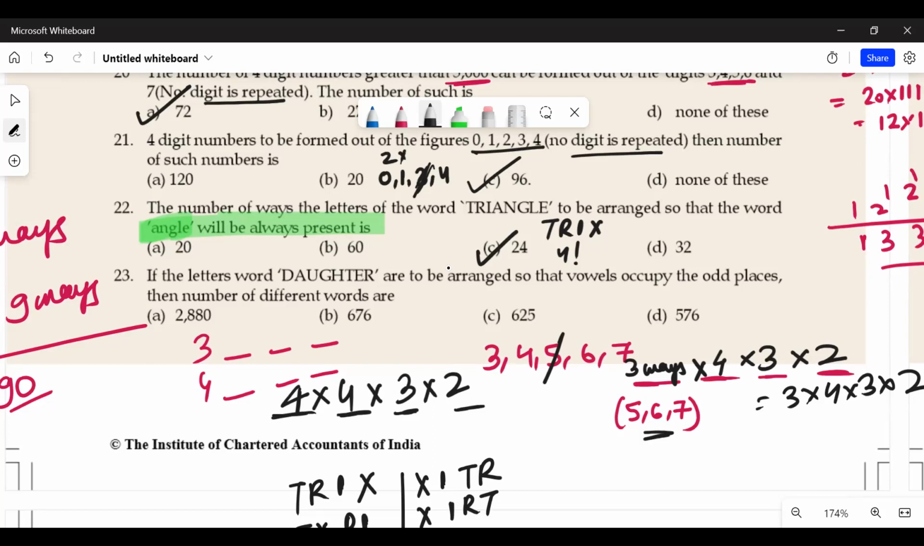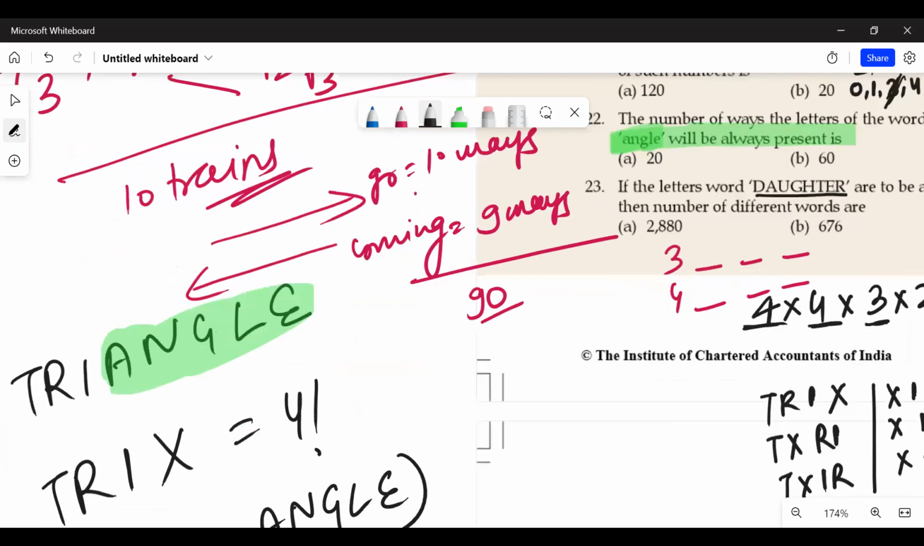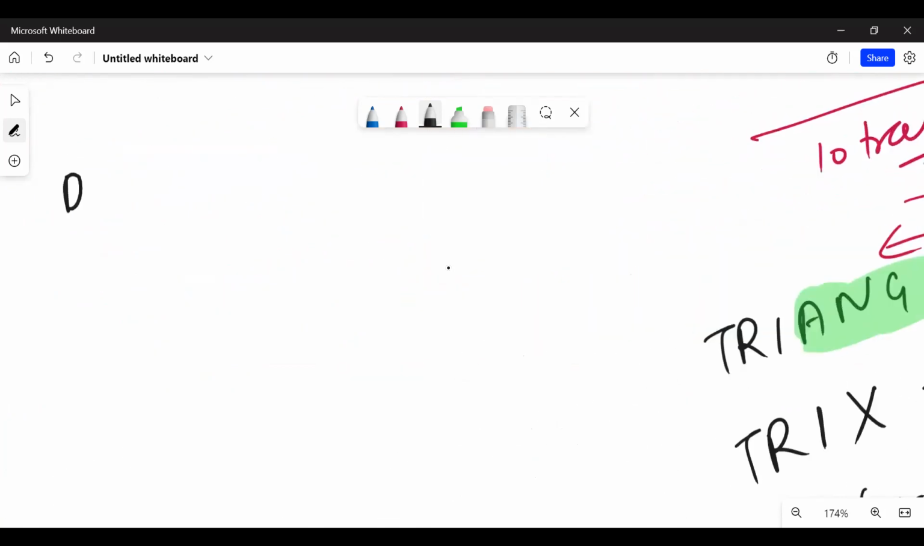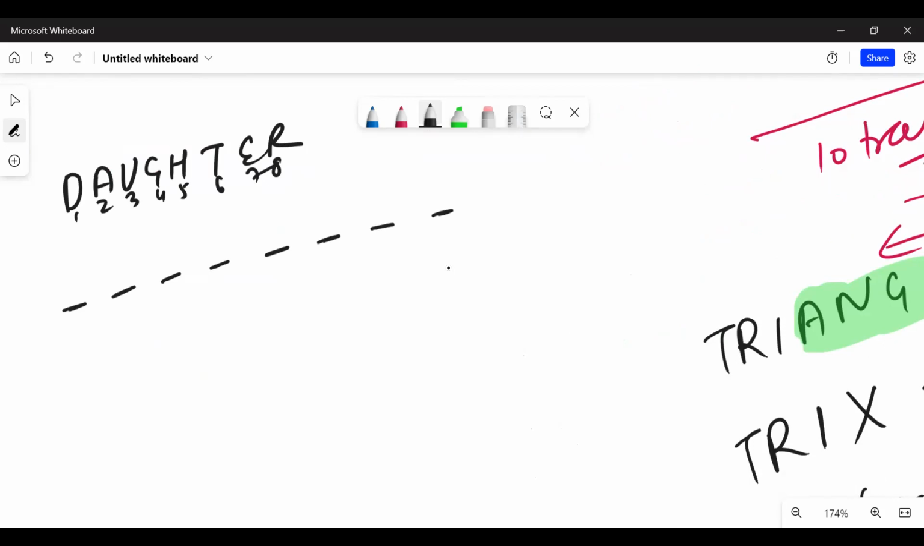Understood everyone? Yes, sir. Now the word DAUGHTER, such that vowels occupy odd places. Vowels occupy odd places. DAUGHTER has 8 letters: 1, 2, 3, 4, 5, 6, 7, 8.